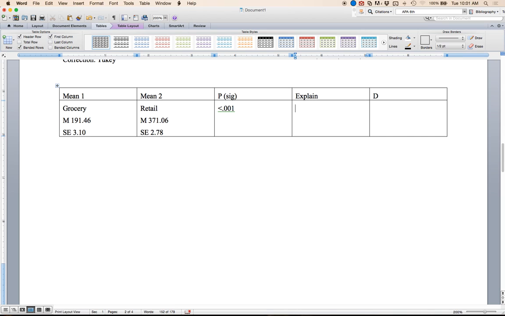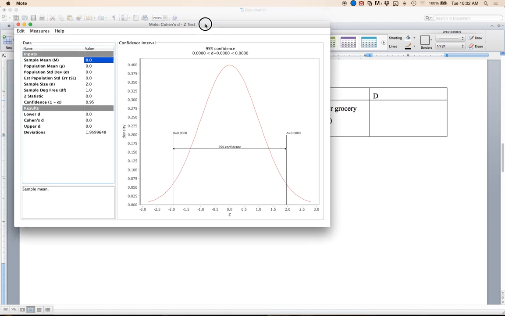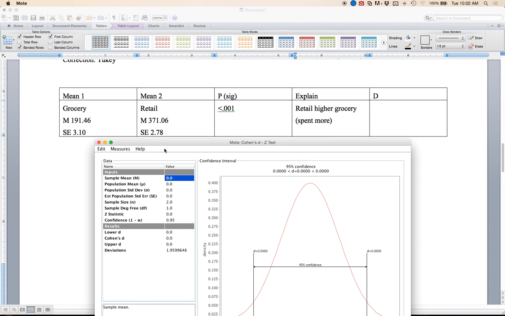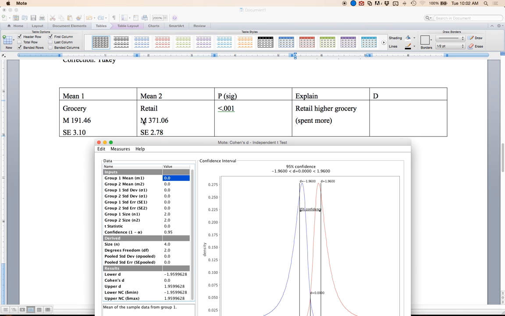In the explain box, I really want you to tell me what the direction is. So retail is higher than grocery. I spent more in the retail category than I did grocery. If I wanted to calculate d, I could use MOTE. Under Measures, click on Independent T, and then I would fill in these numbers I just got.